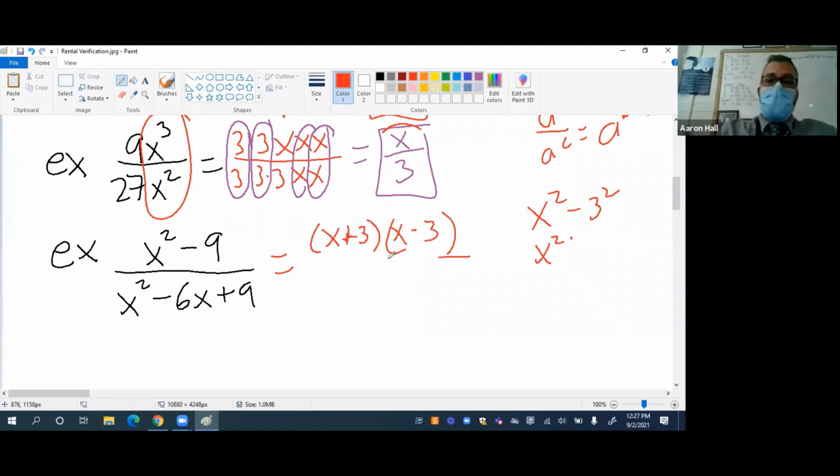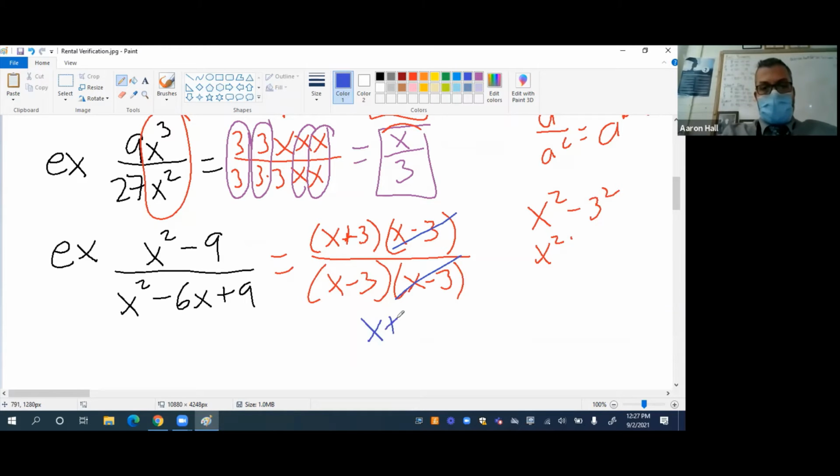Yep. Over what? x minus 3 and x minus 3, right? So what do I do at this point? Take out the x minus 3 on top and the x minus 3 on the bottom. So we get x plus 3 over x minus 3. Would you agree? Is that good?